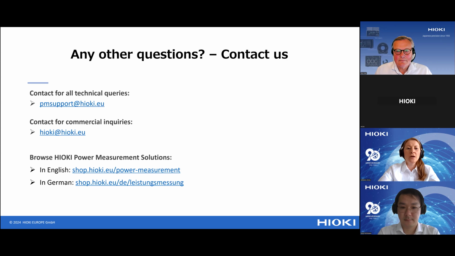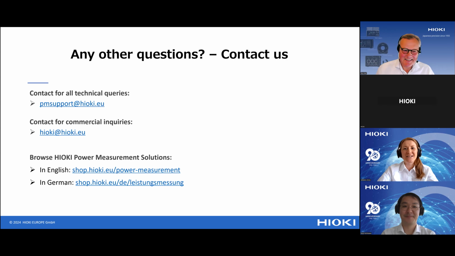All right, we are using a PW3390-03 and a CT6843 current clamps in Germany. For technical support, who can we contact? This is already on the screen. If you have any technical questions, always feel free to directly address support. One of our power colleagues will take over the inquiry then.